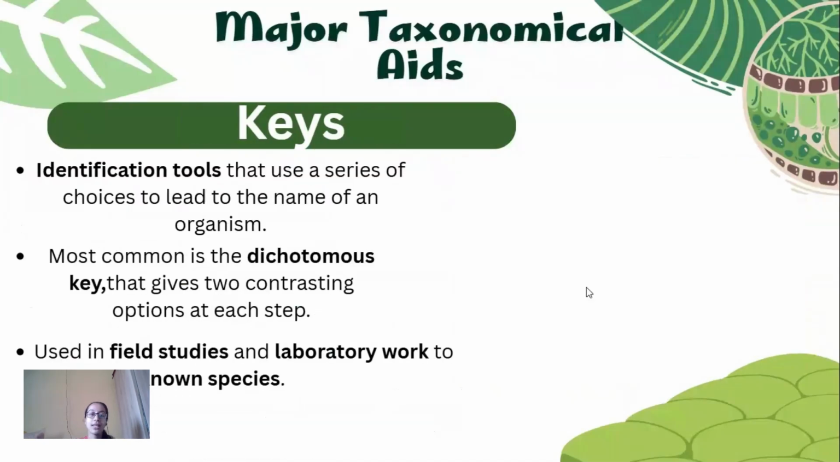The fifth and the last taxonomical aid is keys. Keys are identification tools that use a series of choices to lead to the name of an organism. The most common is the dichotomous key, which gives two contrasting options at each step. It is used in field studies and laboratory work to identify unknown species.